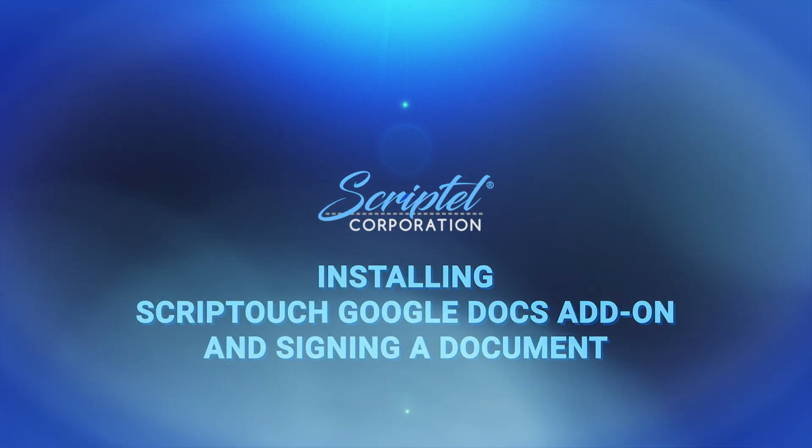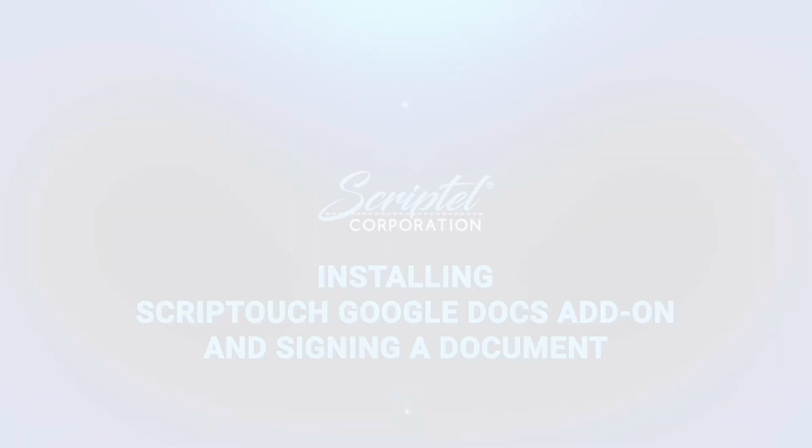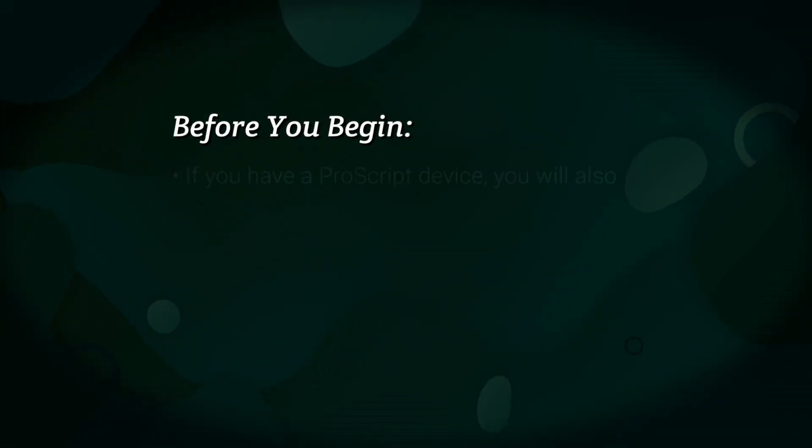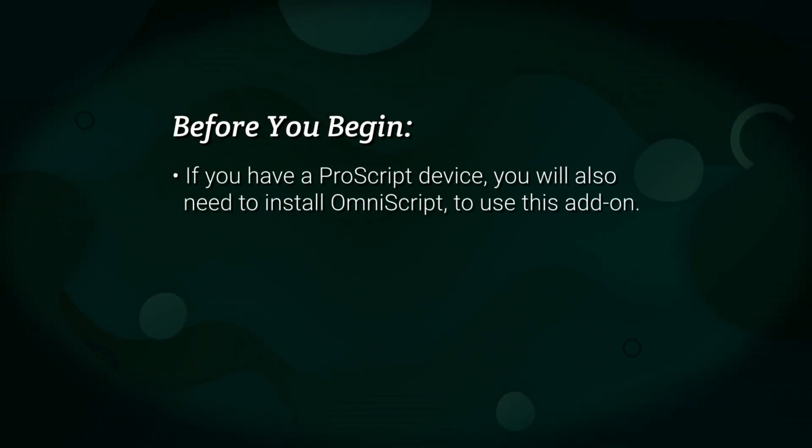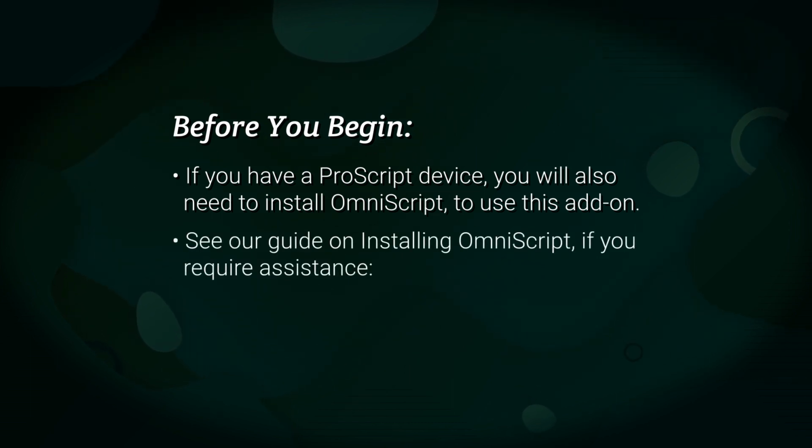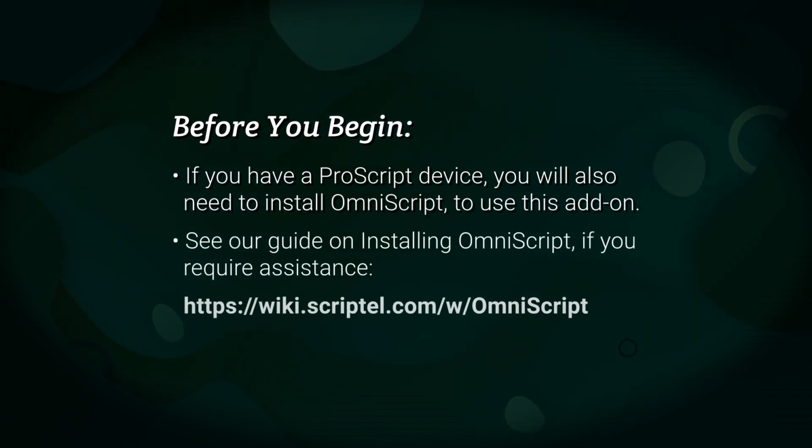Installing ScripTouch Google Docs add-on and signing a document. Before you begin, if you have a ProScript device, you will also need to install OmniScript to use this add-on. See our guide on installing OmniScript if you require assistance.